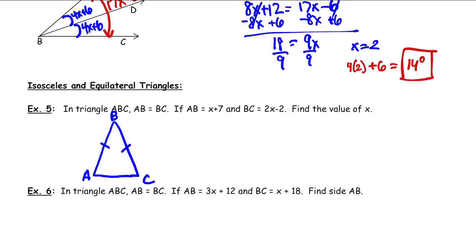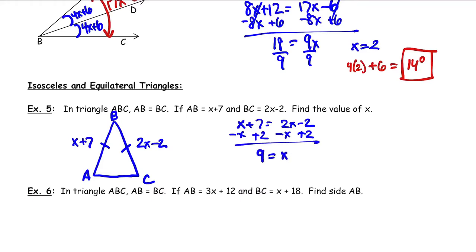And it says if AB, now notice AB is a side, right? When I give you two letters, that represents a side or a segment, is x plus 7. Let's label that, x plus 7. And BC is 2x minus 2. Find the value of x. This is really kind of a simple question. You know they're both equal, so you just set up that equation. X plus 7 equals 2x minus 2. Subtract x from both sides. At the same time, I'm going to add 2. 9 equals x. It says find the value of x, so we're done.